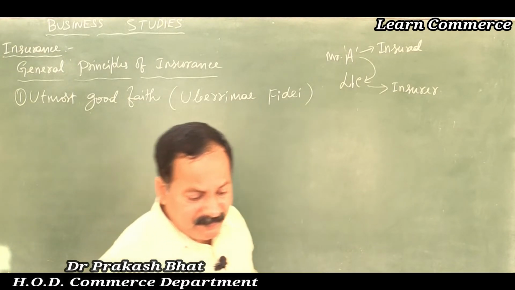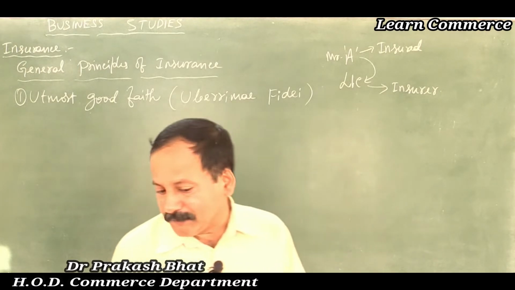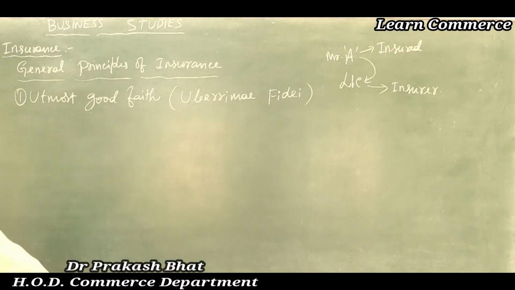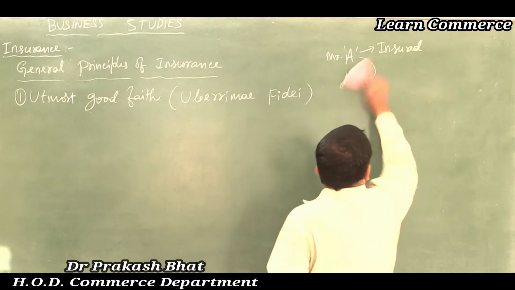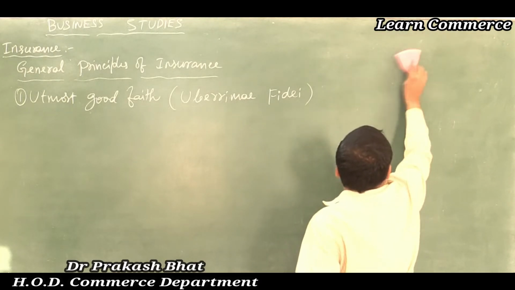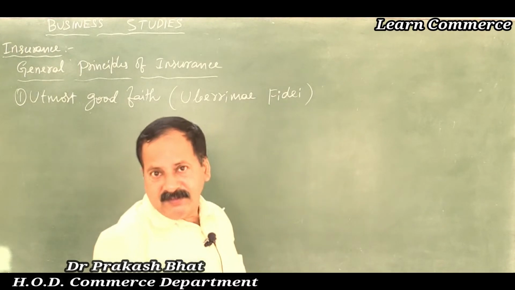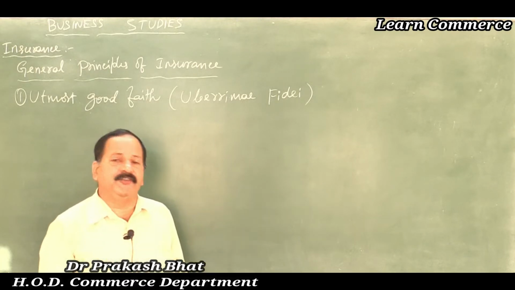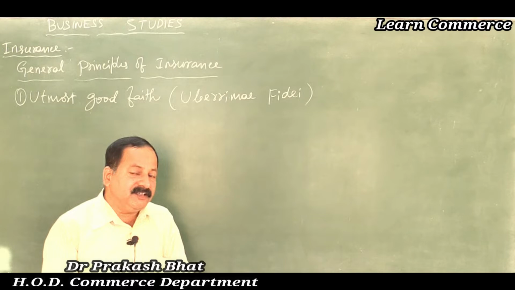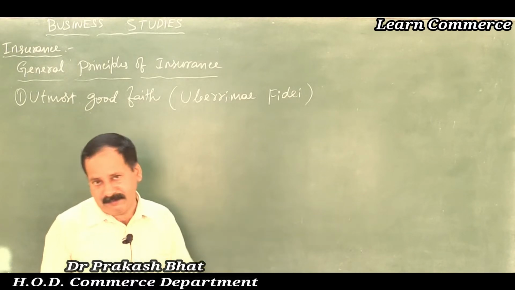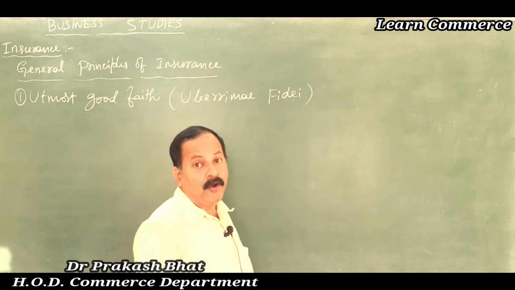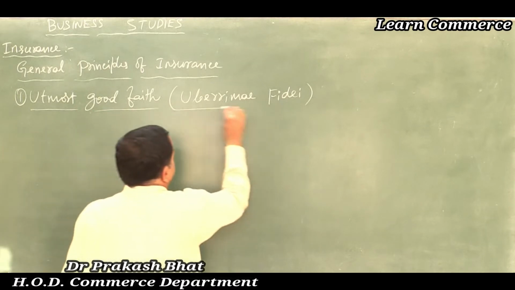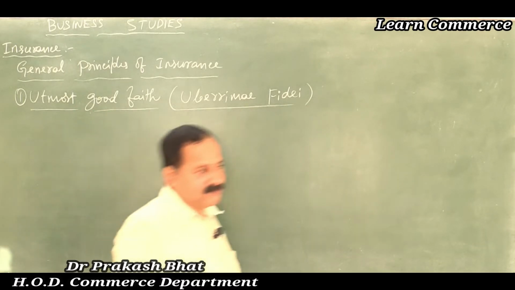Then the agreement between these people is called the contract of insurance. Then the document which is given by the insurance company to the insured as a proof that the life of Mr. A is insured or property of Mr. A is insured is called insurance policy or bond, B-O-N-D. Remember, okay? Now, let us move on to the first general principle of insurance, utmost good faith.